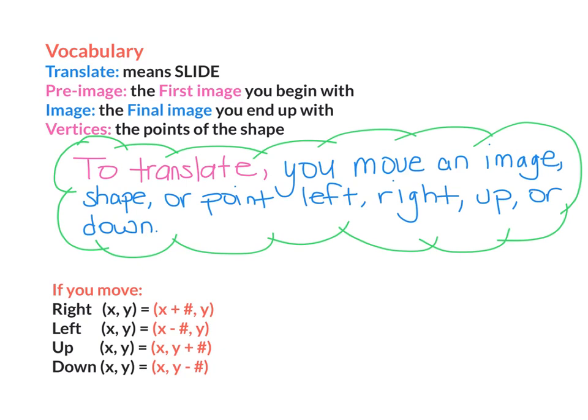So if you move to the right, your x value is added to the number and your y value stays the same. If you move to the left, you take your x value and you subtract it by the number and your y value stays the same. If you move up, your x value stays the same, you take your y value and you add it to the number. If you move down, your x value stays the same, you take your y value and you subtract it by the number.